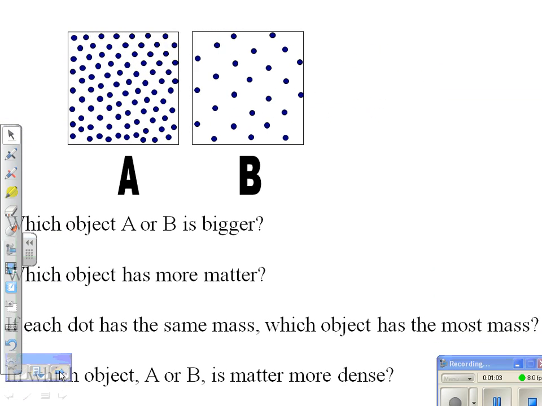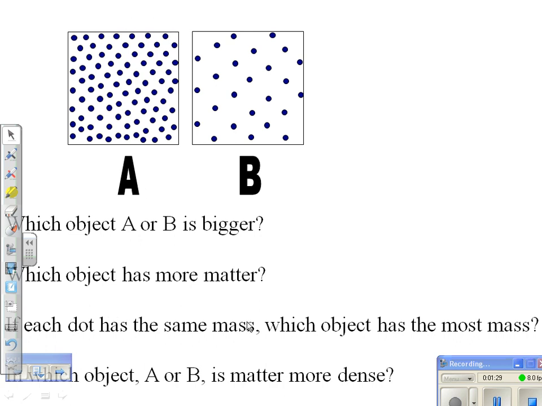So let's look at these two different objects, A and B. First question, which object's bigger? Trick question, they're the same size. If it was a three-dimensional object, we'd say they have the same volume. So which object, A or B, has more stuff? If the blue dots represent molecules, we would say that A has more stuff.